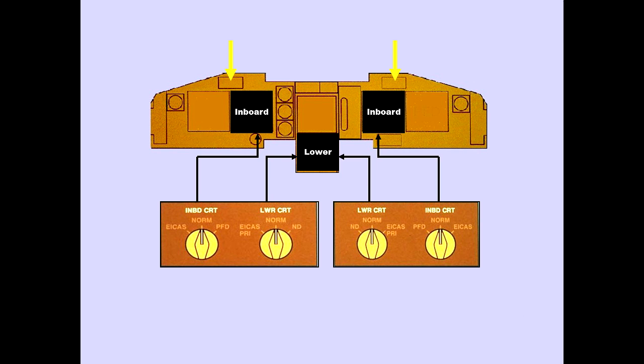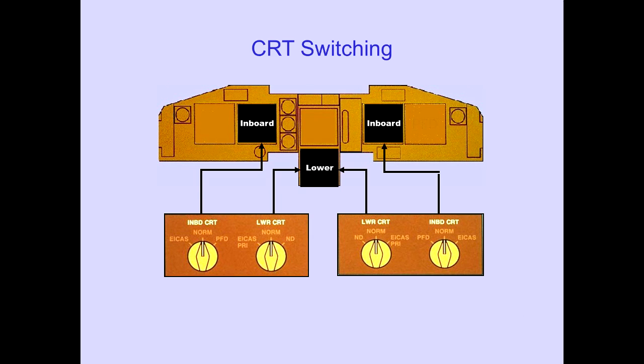The CRT selectors are located above the CRTs. There is a selector for each inboard CRT and 2 selectors for the lower CRT. Let's examine each selector in detail, beginning with the inboard CRT selector.